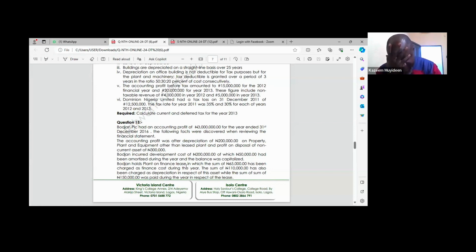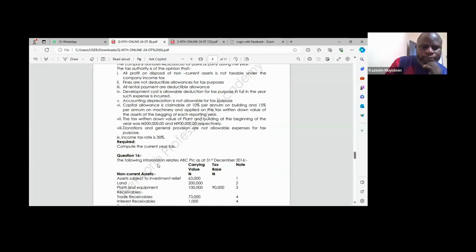Let me repeat myself again. Under a lease asset account, the finance cost will be added back. It's a disallowable expense. Why? Because they are going to give them the rates. Depreciation on the lease assets will be added back. Then the amount of lease payments is a deduction, which the question will tell you. Let's go to it. All rental payments are deductible allowance. Good.